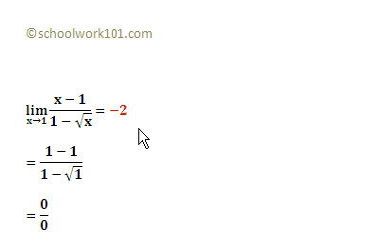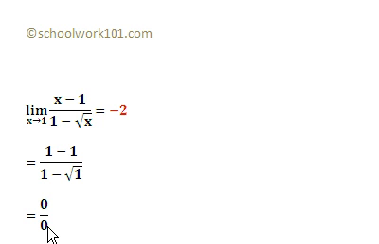Hey, we're solving limits analytically. We have the limit of x minus 1 over 1 minus the square root of x as x approaches 1, which I'm claiming is equal to negative 2. We do the direct substitution, plugging 1 directly in for x. As you can see here, we end up with 0 over 0.